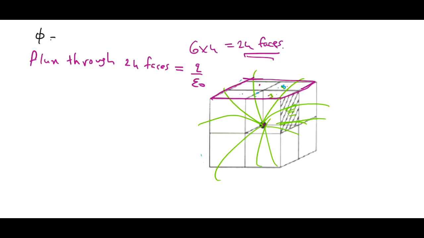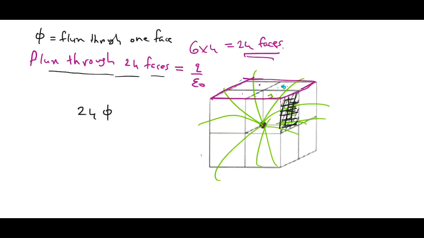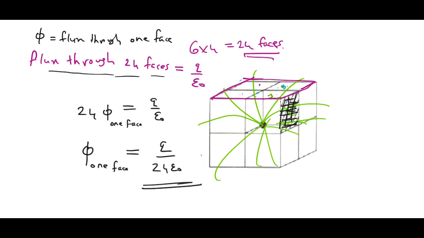Phi is the flux through one phase. One phase means a phase like this in the figure. Flux through 24 phases means 24 phi, and that is equal to Q by epsilon 0. Therefore flux through one phase is equal to Q by 24 epsilon 0.